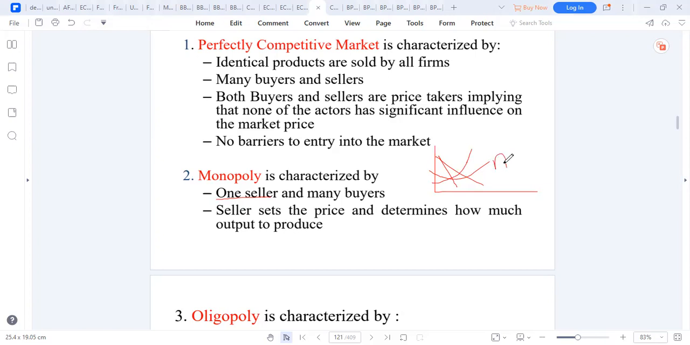This is the average total cost, and this is the marginal cost function. This is the marginal revenue and the average revenue. Where the marginal revenue meets the marginal cost, that is the profit maximizing point. This is how the curve looks for a monopoly.